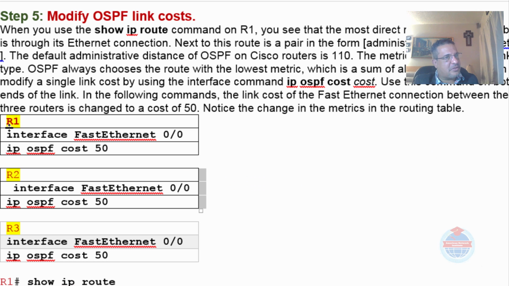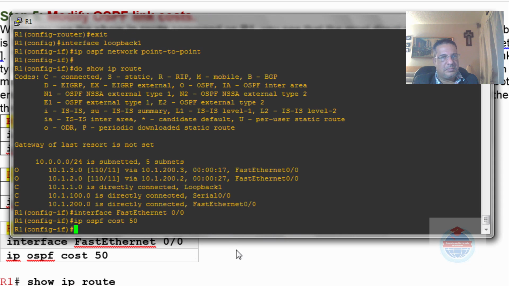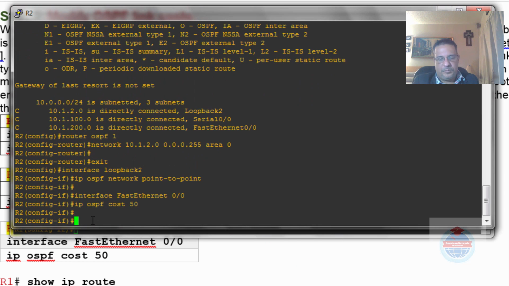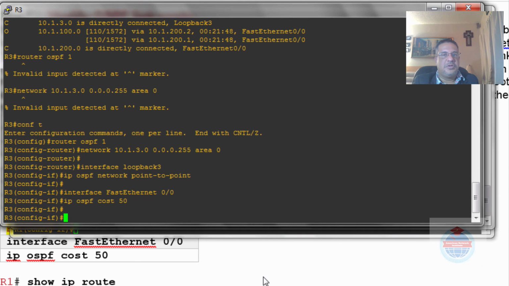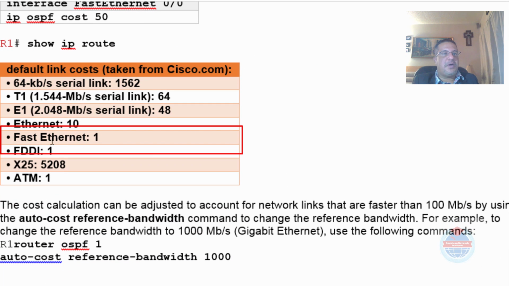So let's start applying that stuff in each one of the routers that we have, guys. IP OSPF cost of 50 that we are applying right now. Same thing on R2 and R3. Excellent. We did it. This is what we were talking about. The fast Ethernet has a cost of 1. The same thing as the gigabit Ethernet, in case that you're gonna need that reference in the future, guys.